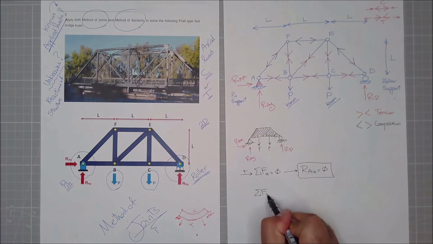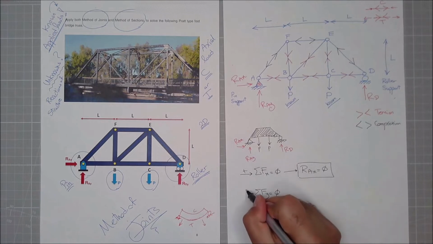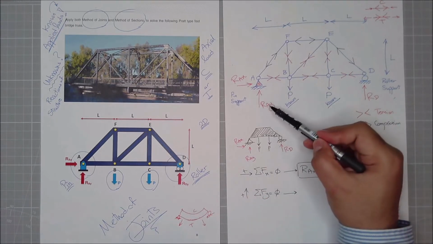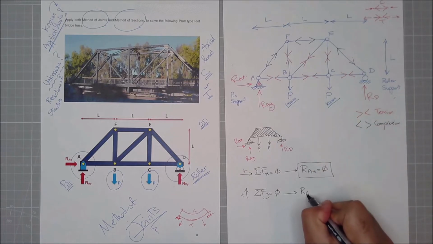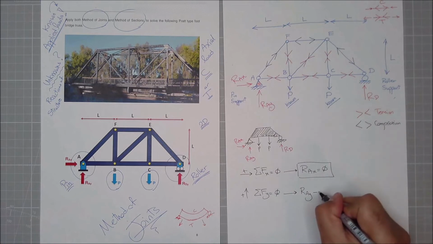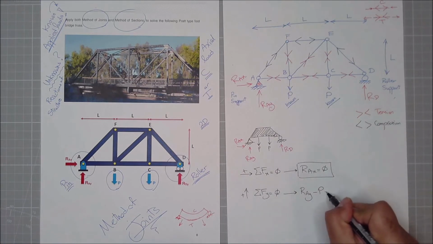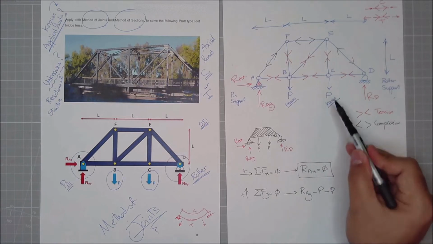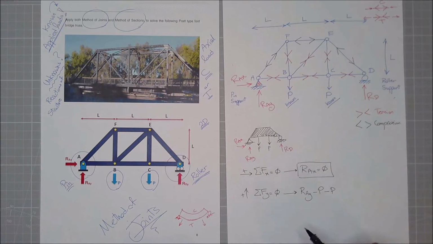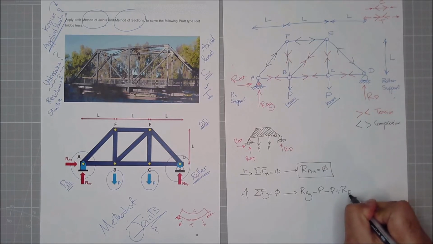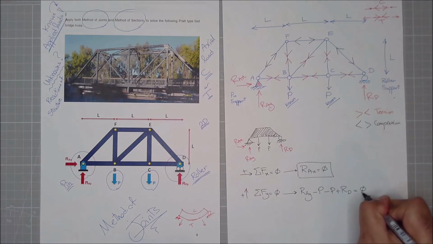Summation of all forces in y equals zero. Going from bottom to top is positive for me. Now I have RAY, which is positive in this direction. I have a P here, so minus P, negative because it's against my direction. Another negative P, similar to that, negative to my direction. And then a positive RD. There's no other force, equals zero.